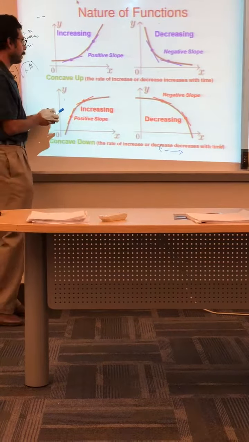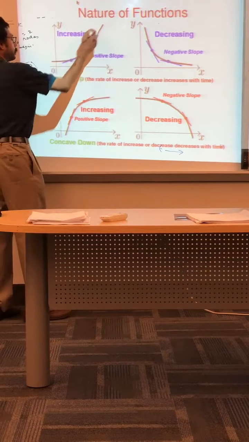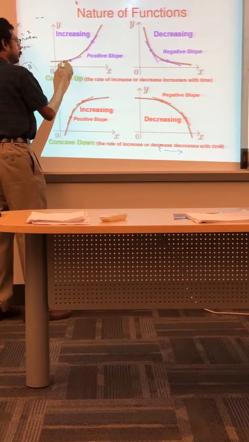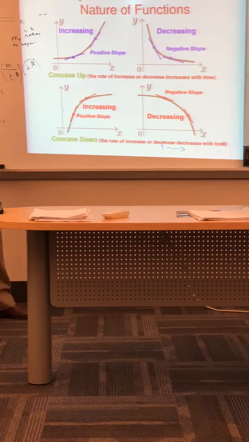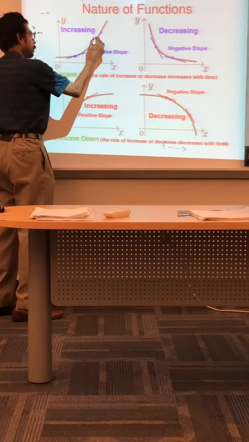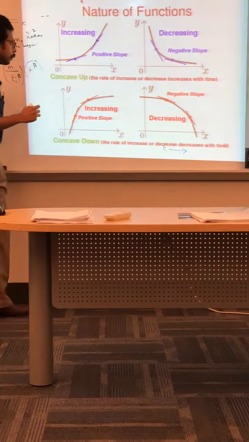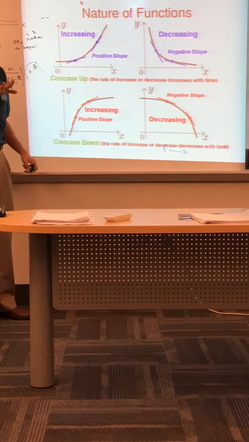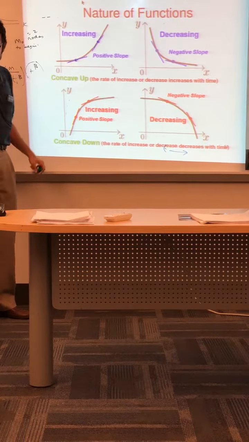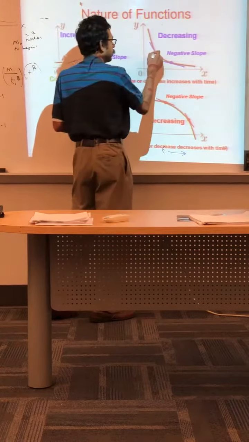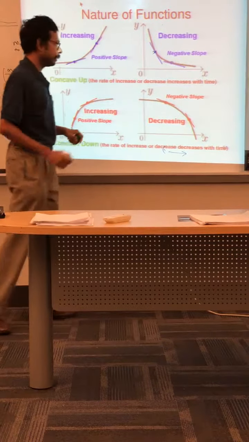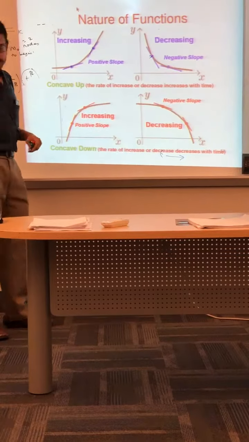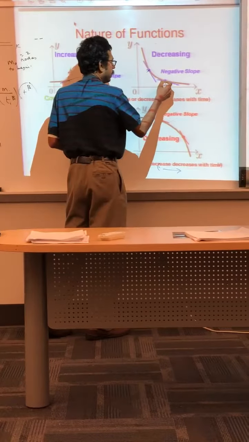So this is a function. If you measure the slope at an earlier time and if you measure the slope at a later time, the slope here is smaller than the slope here, right? So it increases faster with time. Similarly here, the slope here is going to be what?